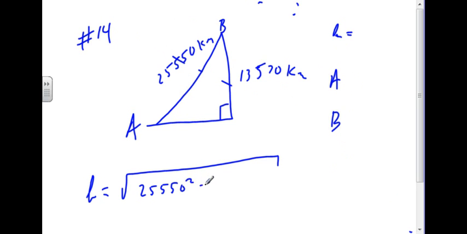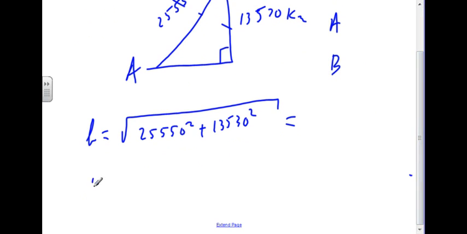25550 squared plus 13530 squared equals. That's where we were. And if I hit the square button, then I get 21673, and so we'll keep 21670. 21670 kilometers.